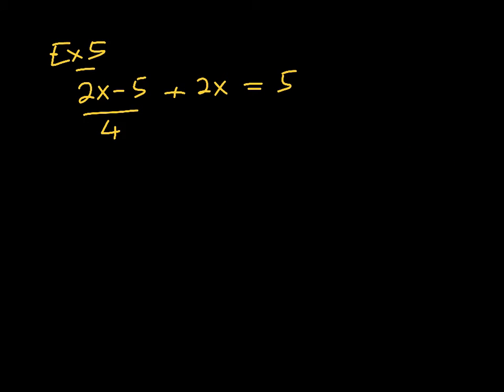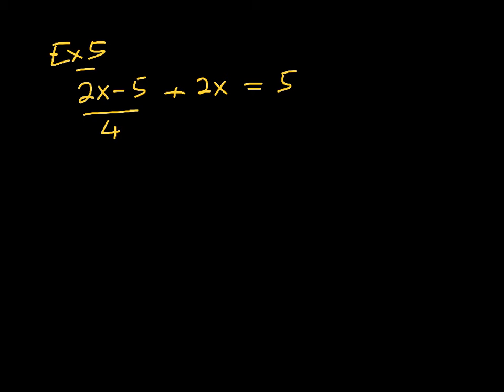Now try this one: 2x minus 5 divided by 4 plus 2x is equal to 5. This looks like the example that we just did. You may want to pause the video and try your hands on this. Okay, now that you have done that, let's go ahead and solve it together.